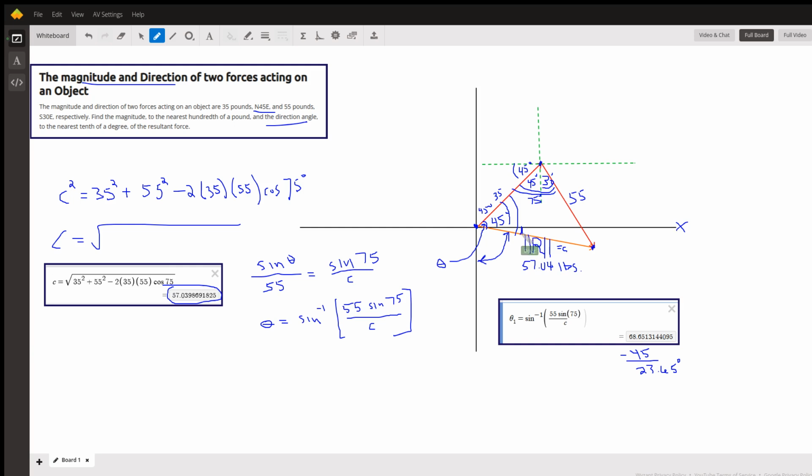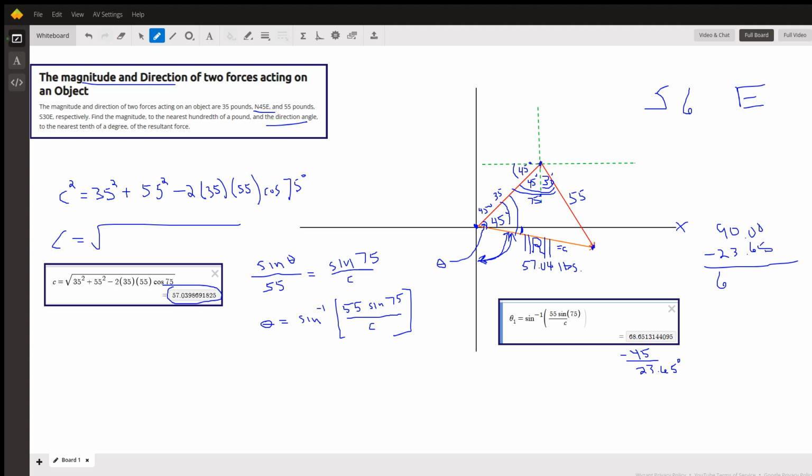If we subtract that from 90, 90 minus 23.65, I'll leave that calculation to you, but whatever that ends up being, 60 something, we can say the direction angle is south, whatever, 60 something degrees east. This angle right here. Okay. There you go. That's just another way to do it.